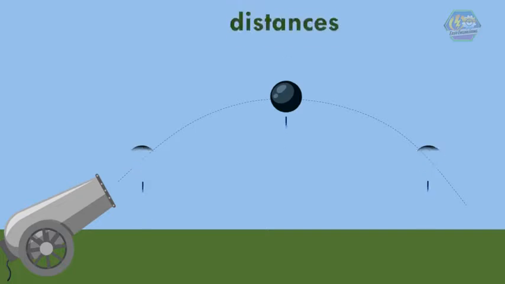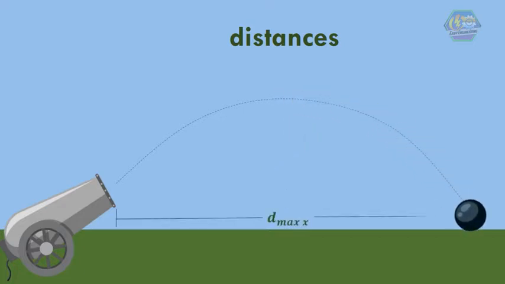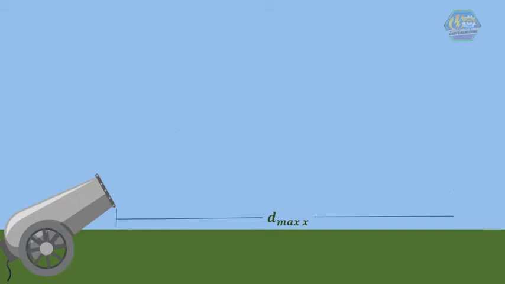Lastly, for distances, there are only two distances which we should give attention to. These are the maximum height, when the cannonball's velocity along the y direction is 0, and the distance traveled by the cannonball during its flight.